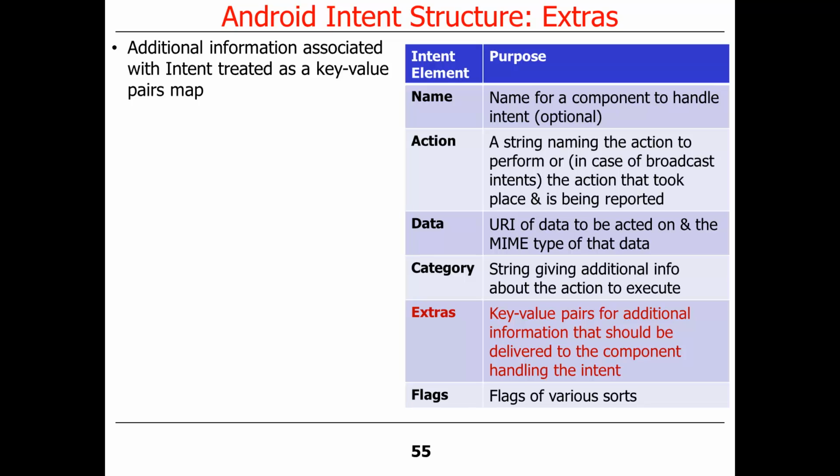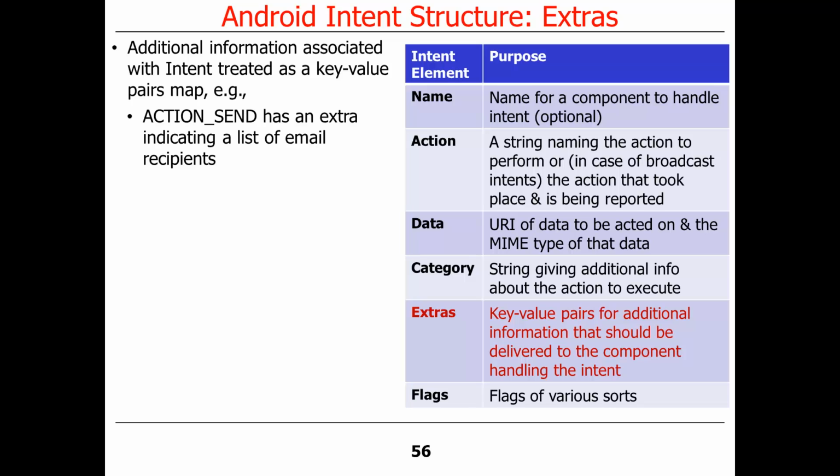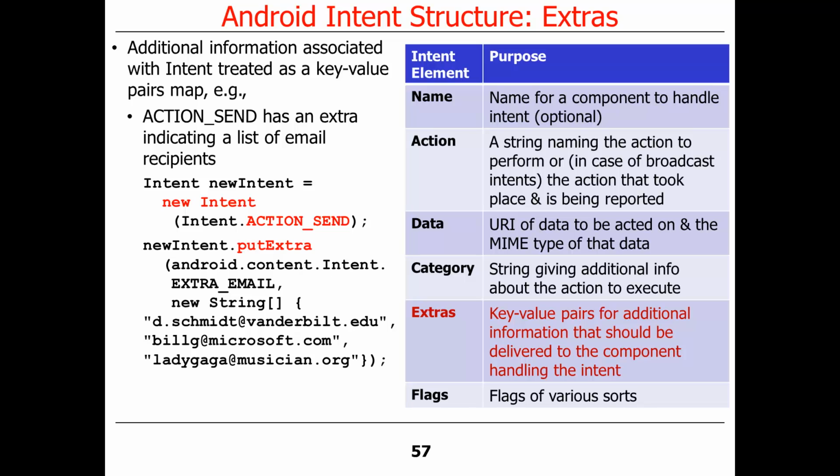Okay, then there are also some things called extras, and we'll play around with some of this stuff a little bit later in the class. Extras are where you put additional information that doesn't fall under the category of the action, the name, or the URI data. You can put other kinds of things, typically used as key value pairs. So for example, action send has an extra indicating a list of email recipients. You say, I want to make a new intent called action send, and I'm going to put as an extra a bunch of email addresses, the people I'm going to send my email to. Those get added to the intent as additional fields that will be sent.